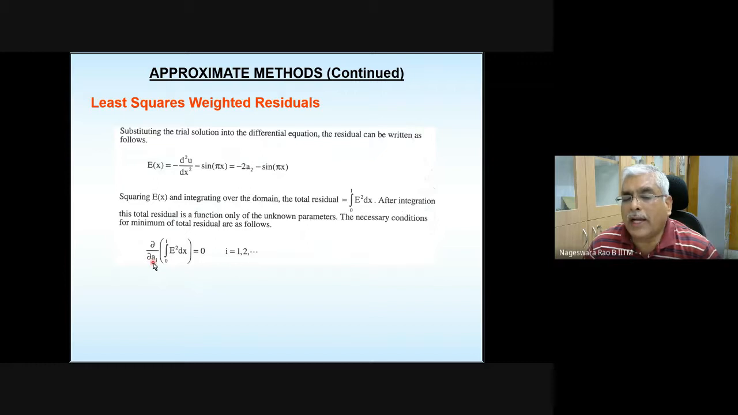Here i takes values depending on the coefficients that you need to determine. You are going to get as many equations as there are parameters that need to be determined. In this particular case, only one parameter needs to be determined. So i takes the value equal to 2, and you are going to get one equation. Please take a note of this equation.